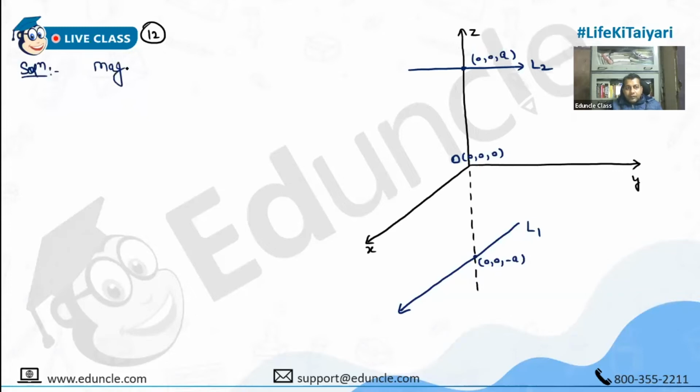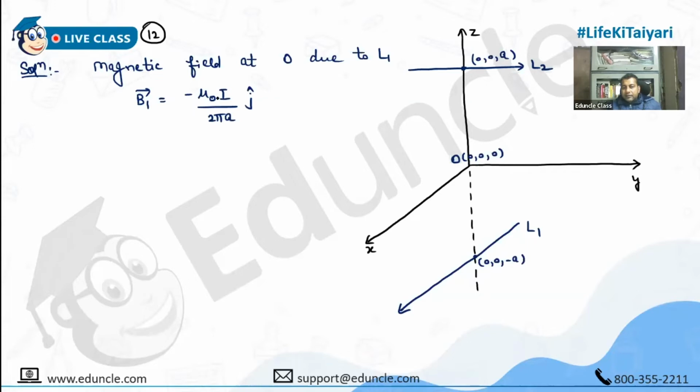Now, the magnetic field at O due to L1. Let's call this field B1. This is the direction and sign, because point O is lying above the wire. If you hold the wire in your right hand with the thumb pointing in the direction of current and the fingers in this direction, see my hand, they are in a direction opposite to that of Y. It means minus j cap.